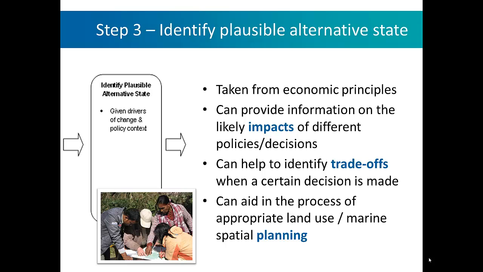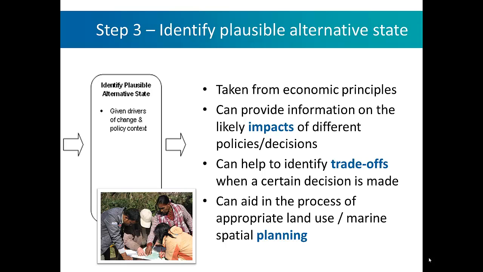So once the rapid appraisal has been completed, the next step is then what we call identifying the plausible alternative state, and I'll spend a couple of minutes explaining exactly what this means. So the idea of comparing two different states is taken from economic principles, and it's not just to look at the gross values or the total value of a site, but to look at the difference in terms of ecosystem service values and provision between two different states.